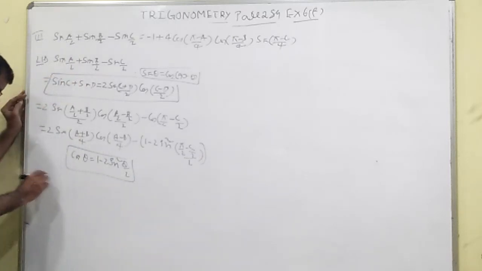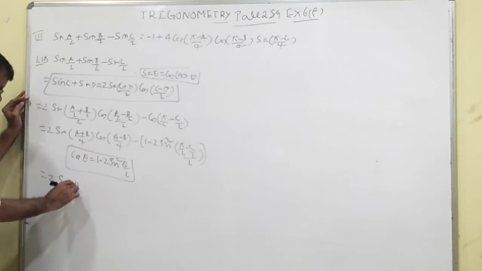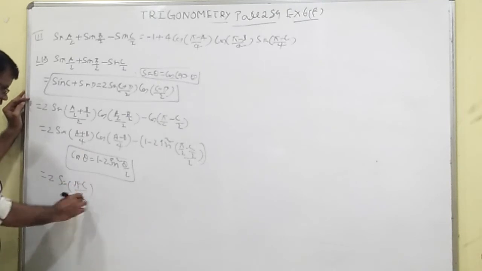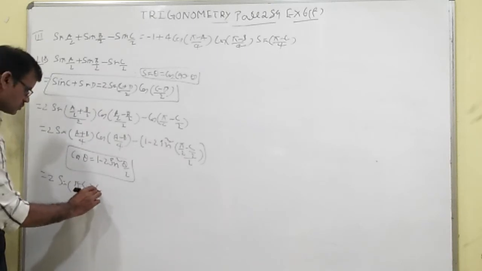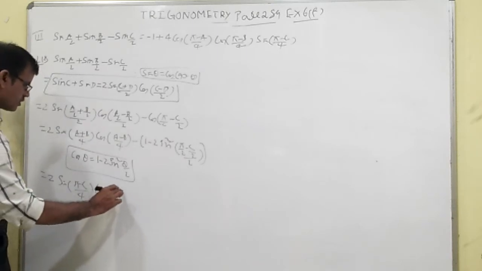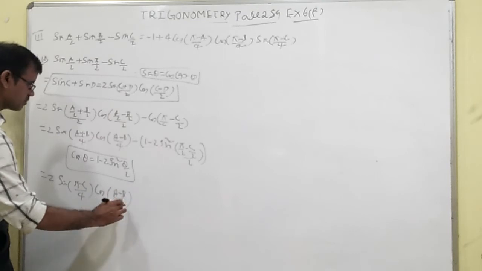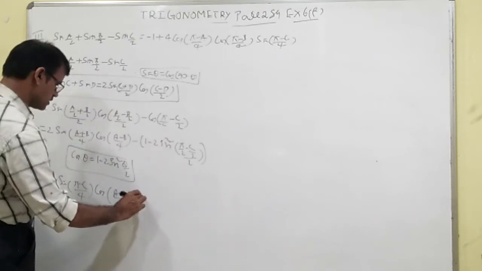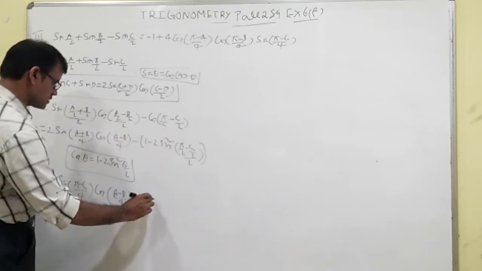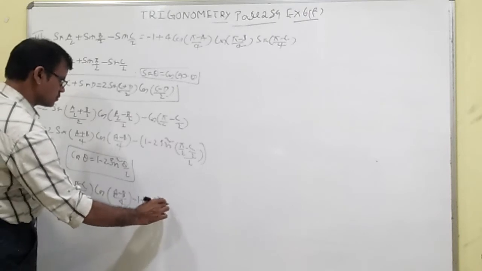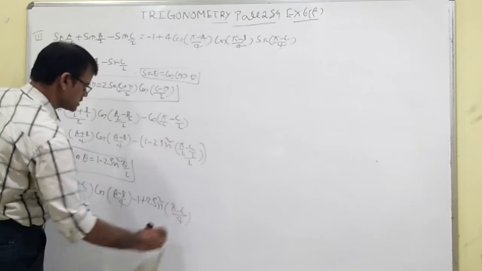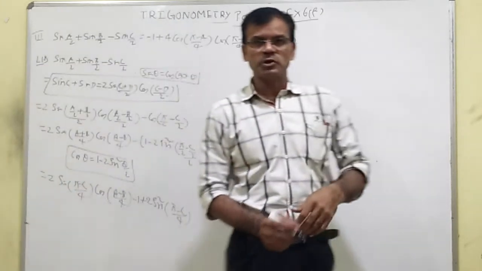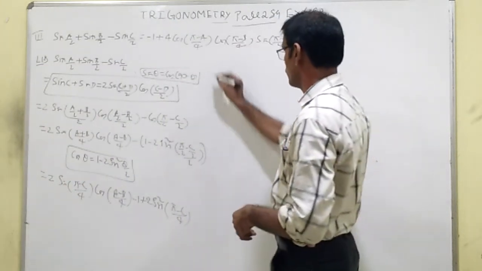That is equal to, here you can write 2 sin of (pi minus c) by 4, because a plus b plus c is equal to pi, 2 sin of (pi minus c) by 4 into cos of (a minus b) by 4. This is minus 1. This is minus of minus, plus 2 sin square of (pi minus c) by 4, because by 2 becomes (pi minus c) by 4.